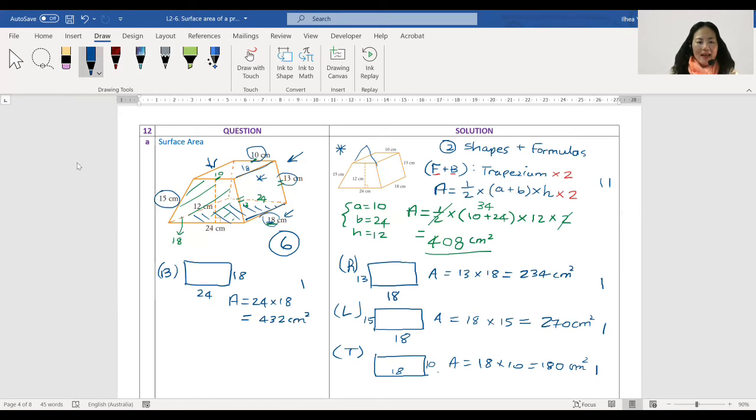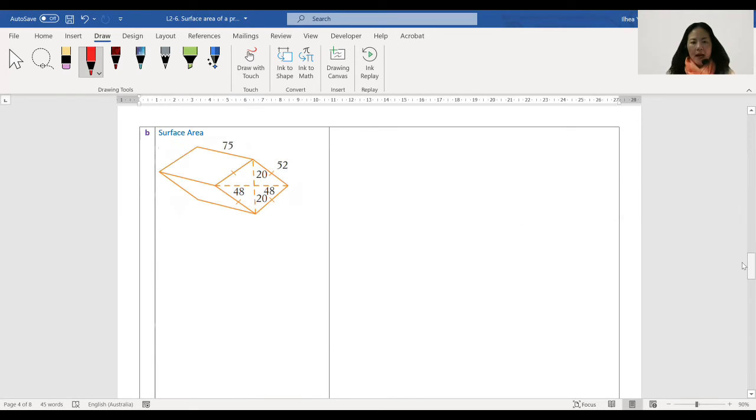Now I can add it all up for surface area. So it'd be 408 plus 234 plus 270 plus 180 plus 432. When you add them all up, you will get 1,524 square centimeters.